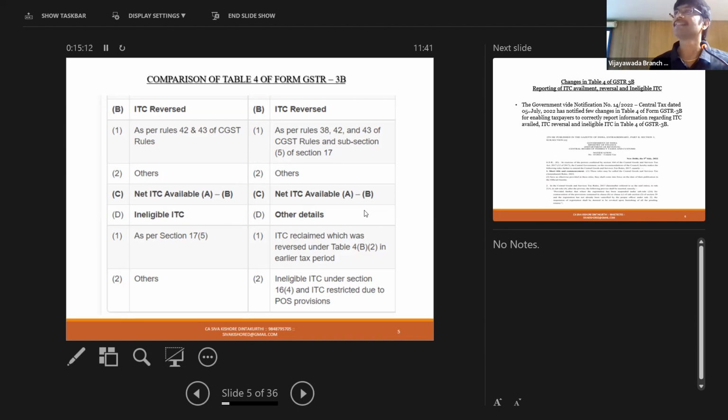What do you mean by this? 180 days credit.